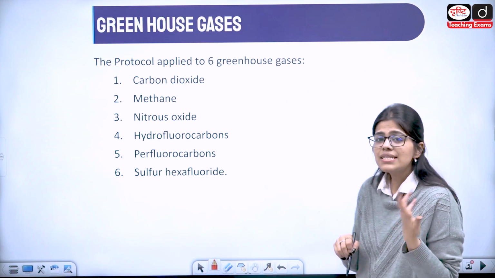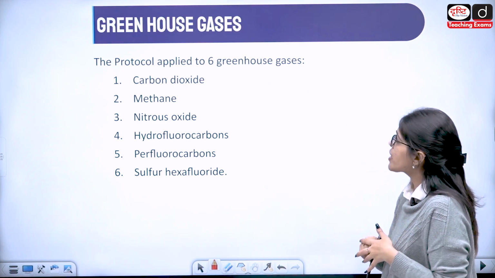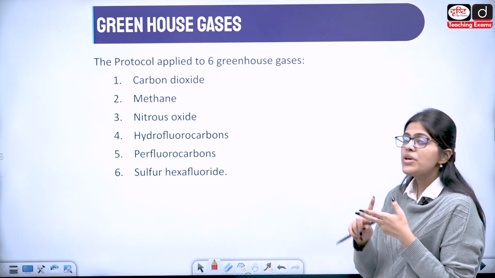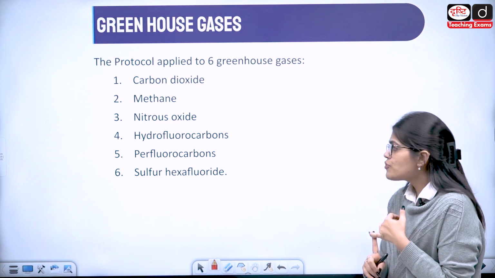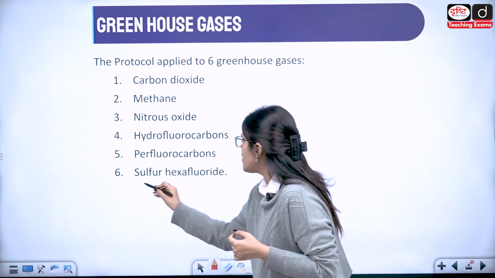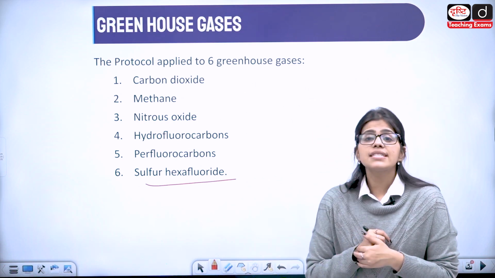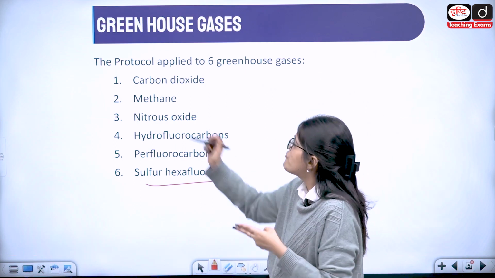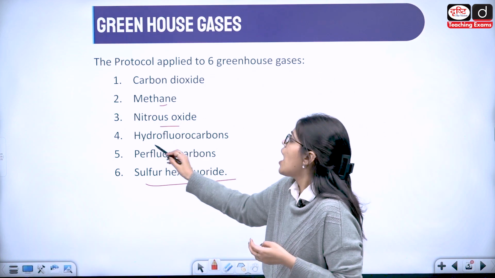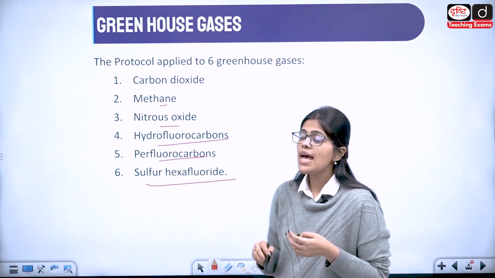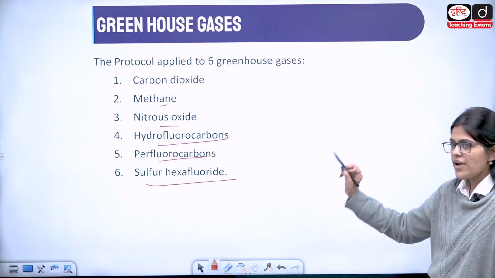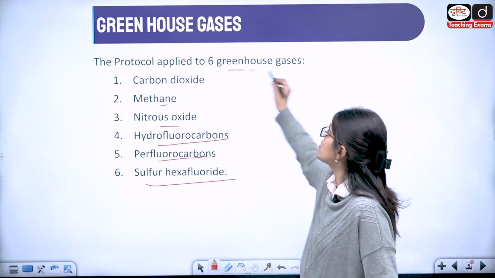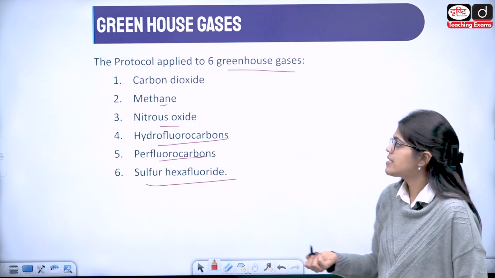Then, what are the greenhouse gases about which this protocol is talking? This protocol talks about 6 greenhouse gases: carbon dioxide, methane, nitrous oxide, hydrofluorocarbons, perfluorocarbons, and sulfur hexafluoride. These are the 6 gases about which this protocol talks. Please write this down. Questions are also asked about what all the greenhouse gases associated with it are.